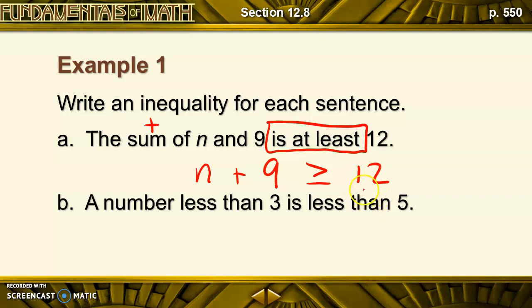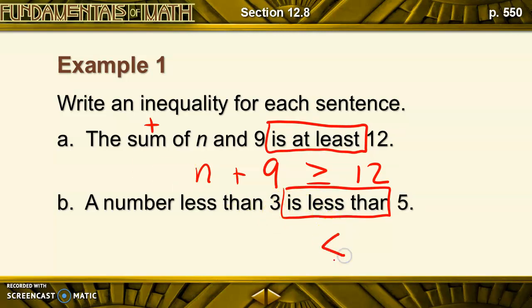Make sense? All right. The next one says a number less than 3 is less than 5. Now, this one has 2 different less thans. How do I know where the inequality is supposed to go? Well, just like we look for the word is in equations, we're looking for the word is to start our inequality. Is less than.